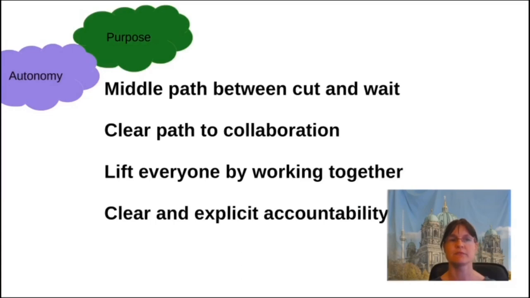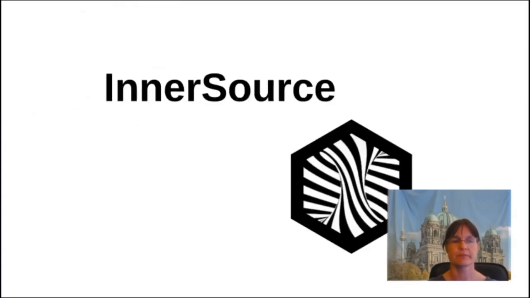For dependencies, we've seen that we find a middle path between cutting dependencies and waiting it out. We have a clear path towards collaboration, and we lift everyone by working together. Plus, by defining roles like trusted committer and contributor, we have clear and explicit accountability. We know who's responsible, we know who is the one who sets the rules and the house rules, but we also know who's allowed to participate.